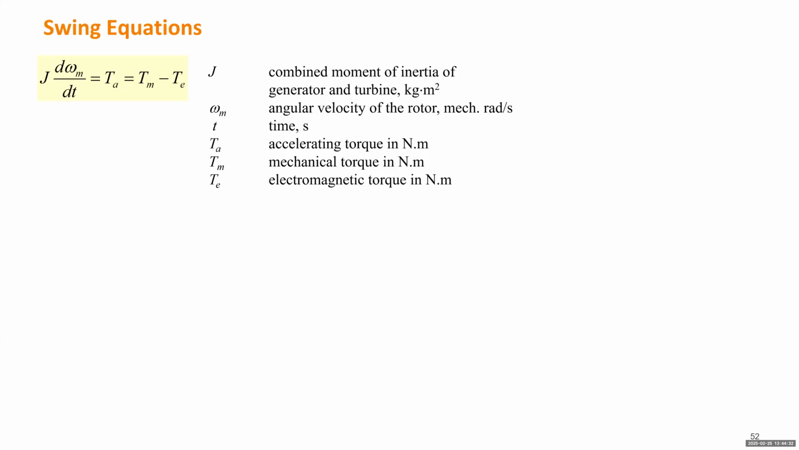Swing equations come from Newton's second law. Newton's second law says if you give some net torque to a revolving mass, it will accelerate. The acceleration is proportional to the net torque you gave, and the coefficient will be the moment of inertia. So that is called revolutional motion.